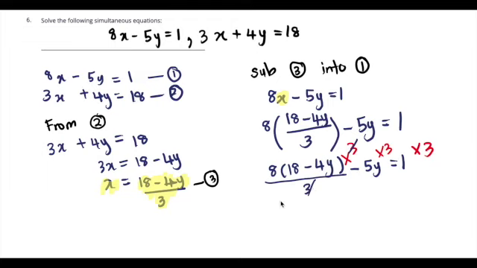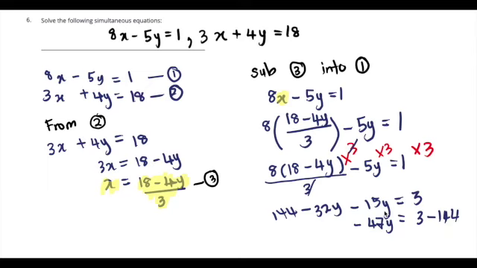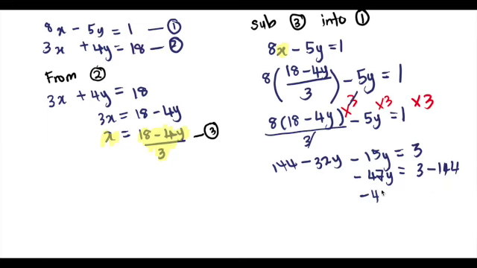So now we have 8 times 18 is 144, and positive 8 times negative 4y is negative 32y. Negative 5y times 3 is negative 15y, and 1 times 3 is 3. Next, like term with like term, negative 32y minus 15y is negative 47y, and we bring 144 to the right side, it becomes negative 144. So 3 minus 144 is negative 141. So we divide with negative 47 and we get y equals to 3.